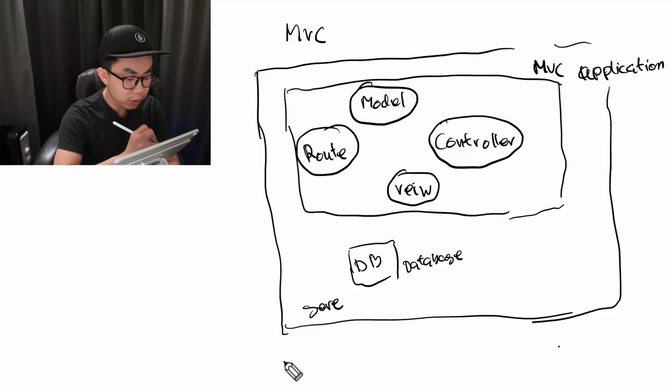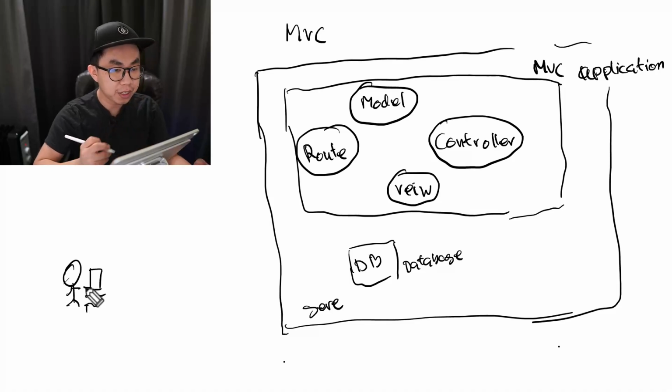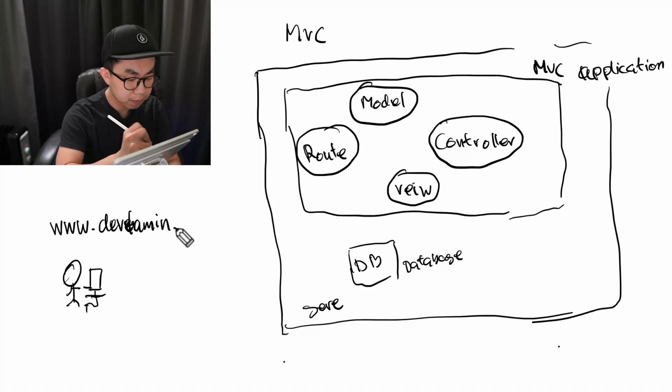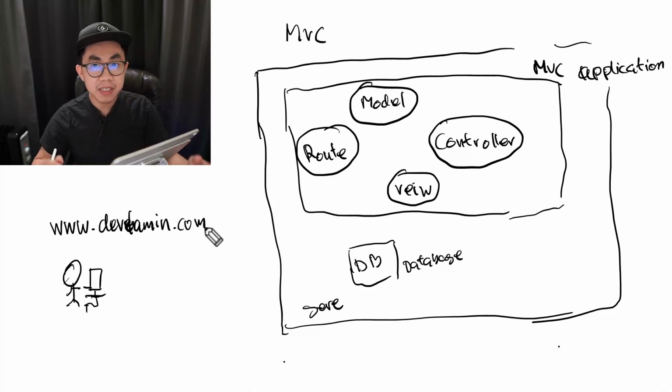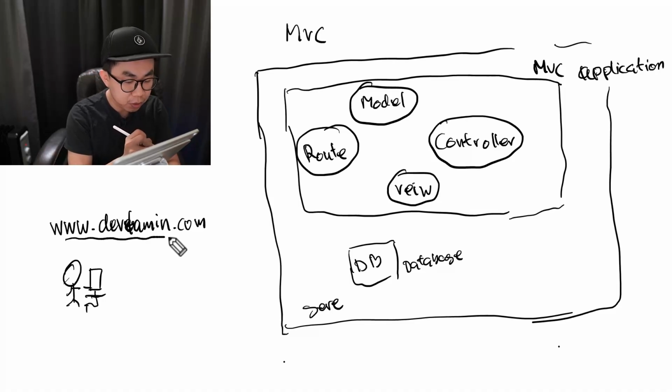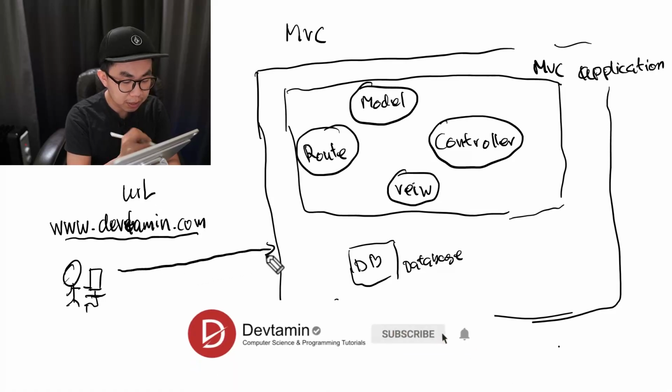Okay. So this is user. He uses a computer or mobile phone or anything to access our website. Okay, for example, he entered www.devtermin.com. This means he sent a request to our web server by entering this URL on a web browser. He sent a request.